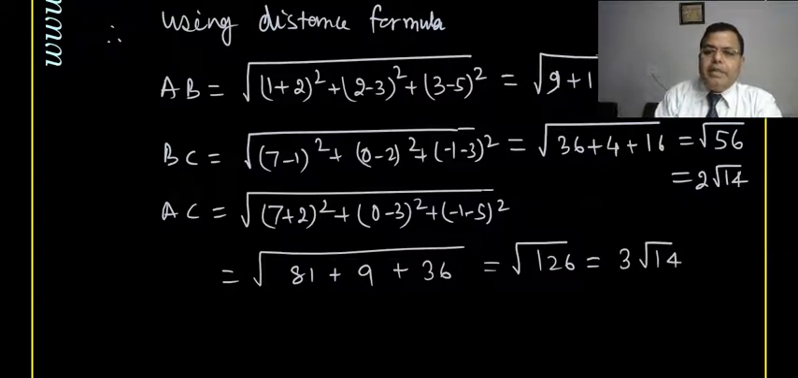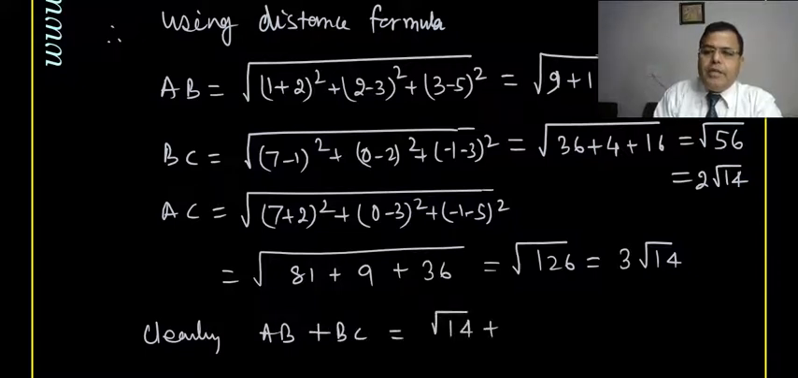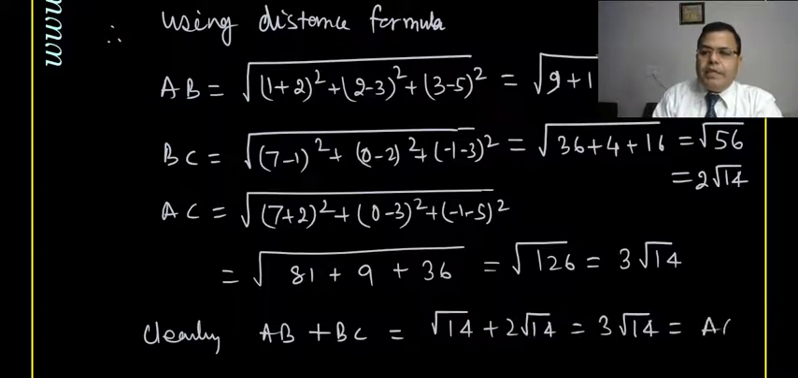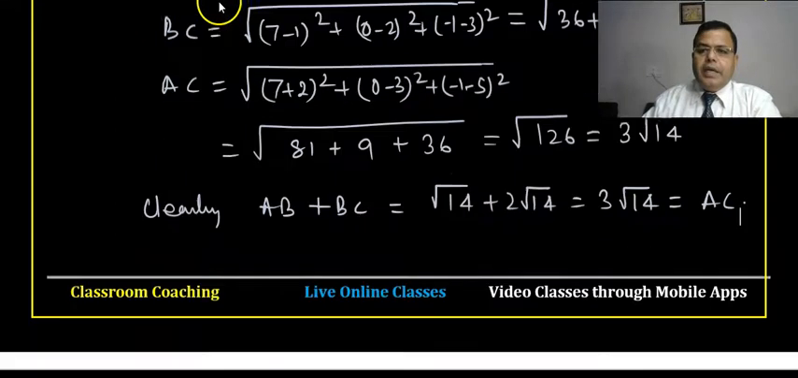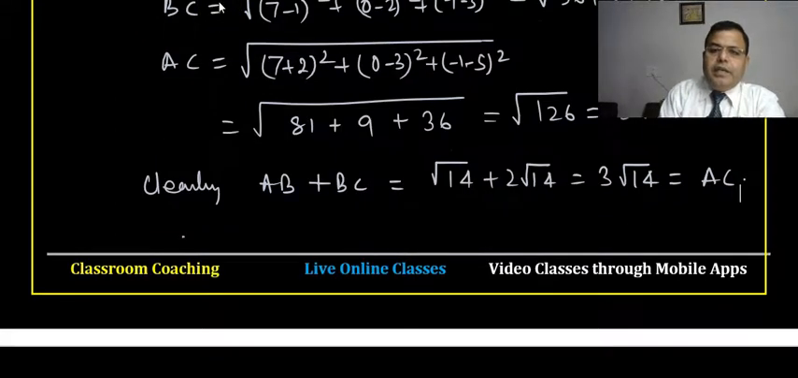Clearly, AB plus BC is what? That is root 14 plus 2 root 14, which is equal to 3 root 14, which is AC. And therefore A, B, C are collinear.